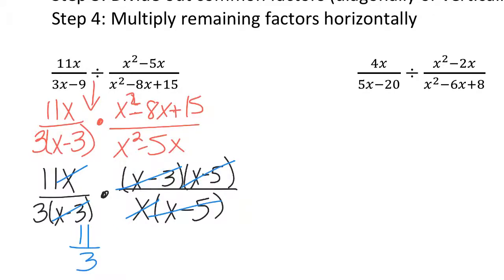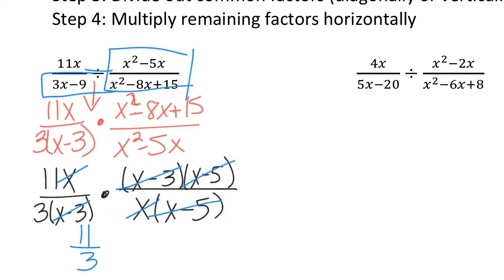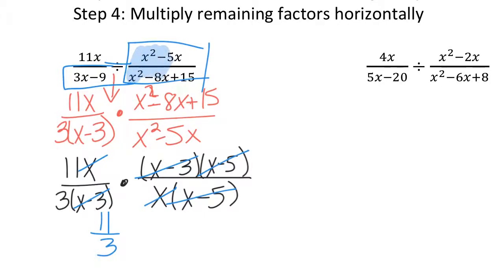But my domain is based on the original problem. And because I'm dividing by this second fraction, none of that fraction can equal 0. Not the numerator or the denominator, because I'm dividing, and I can't divide by 0. So I have to look at all of this here, highlighted in blue, when I'm looking at the domain: the entire second fraction and the denominator of the first fraction. When it's a division problem, all of that gives us our domain.